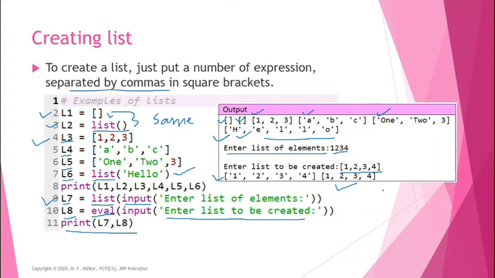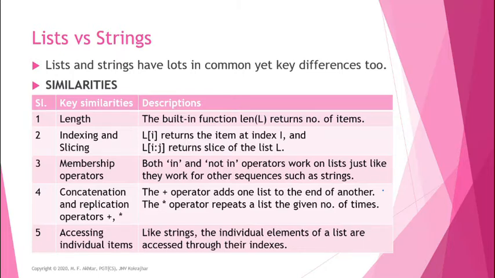Okay, come to next. Lists versus strings. There are so many similarities between list and strings, and also some differences. Let's see what those things are. List and strings have lots in common, yet some key differences also. Similarities. Length. Length can be obtained using the len function, as we have got in a string also. Same we can do with the list also. Indexing and slicing. Indexing and slicing is done just like strings.